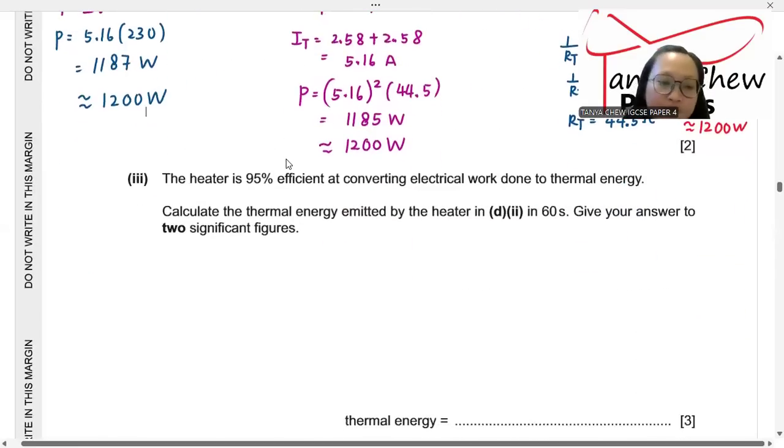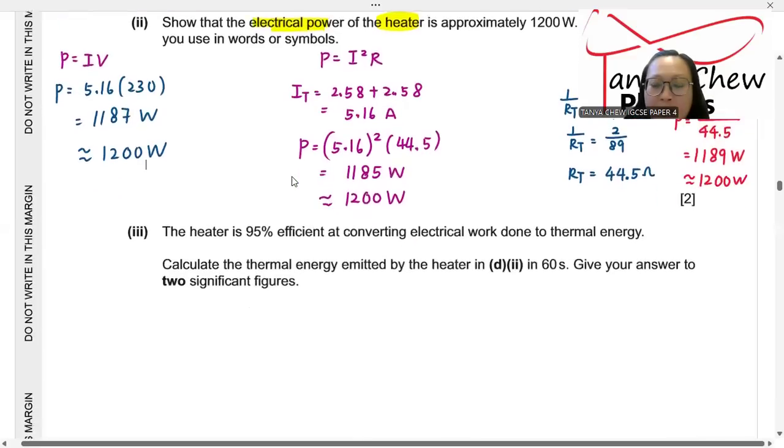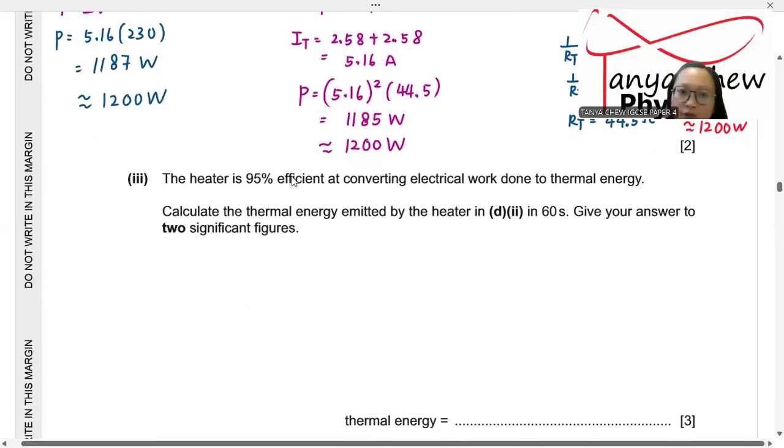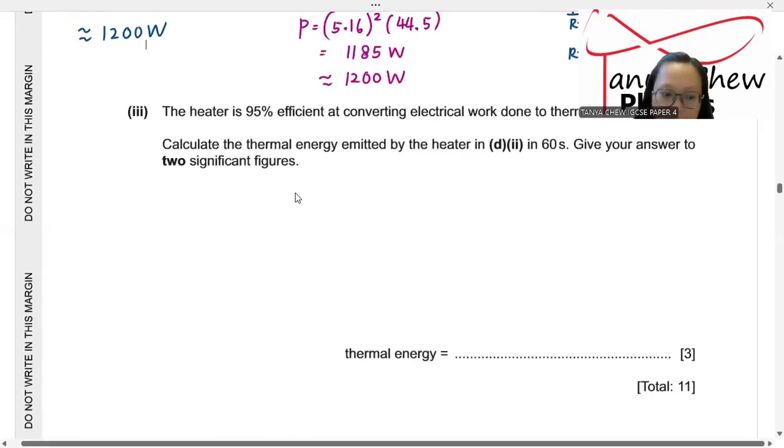Now, the third one: the heater is 95% efficient at converting electrical work done to thermal energy. Calculate the thermal energy emitted by the heater in part D2 in 60 seconds. Give your answer to two significant figures. They have clarified that they only want two significant figures, so not three significant figures, right?